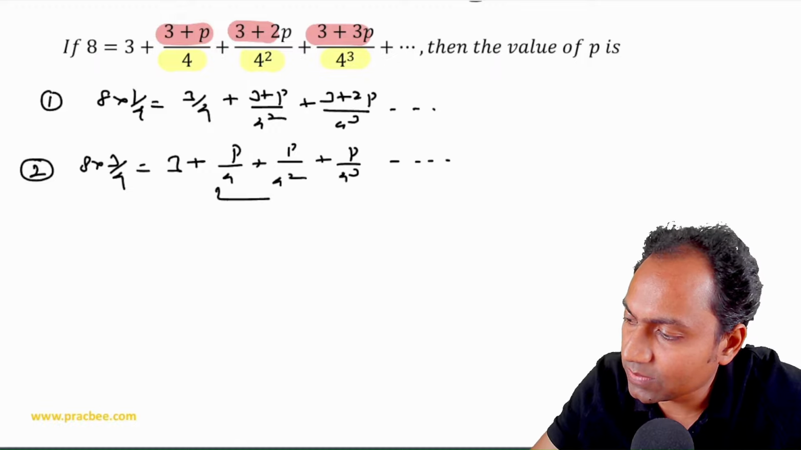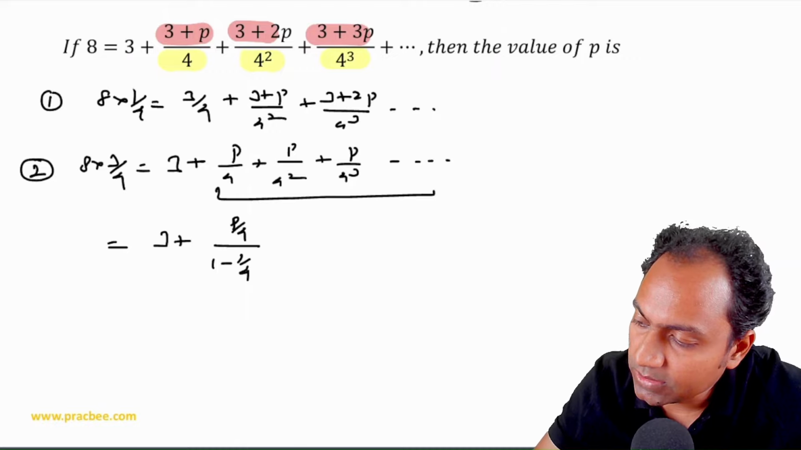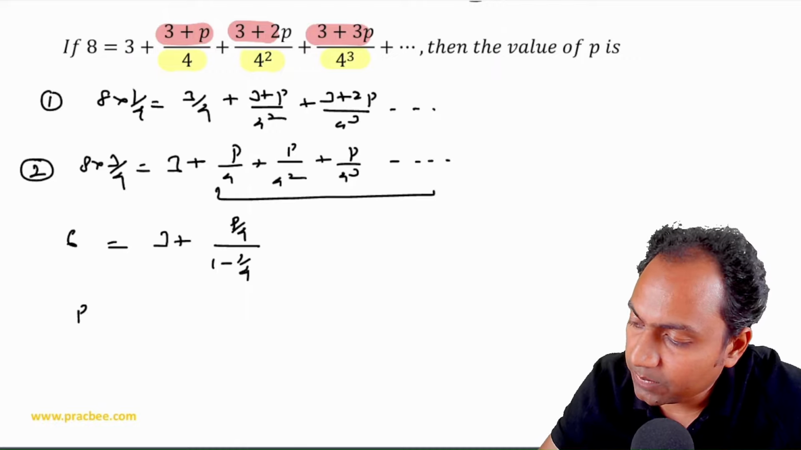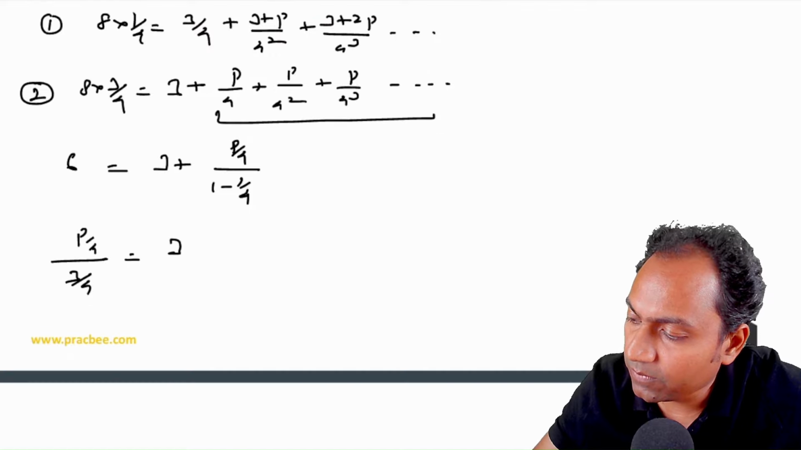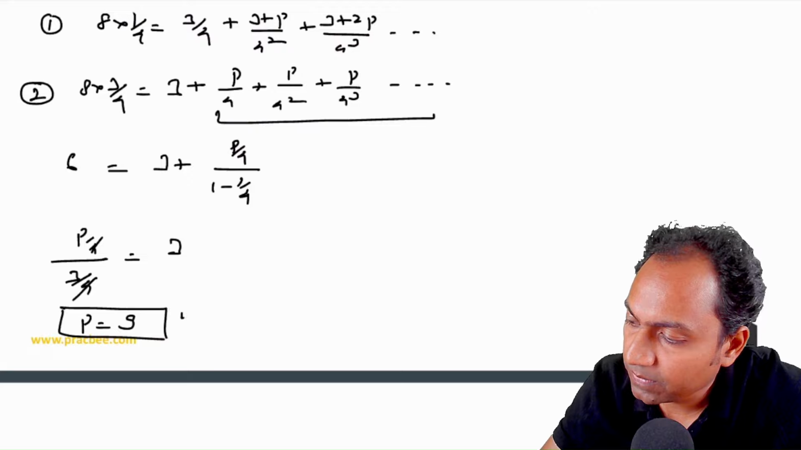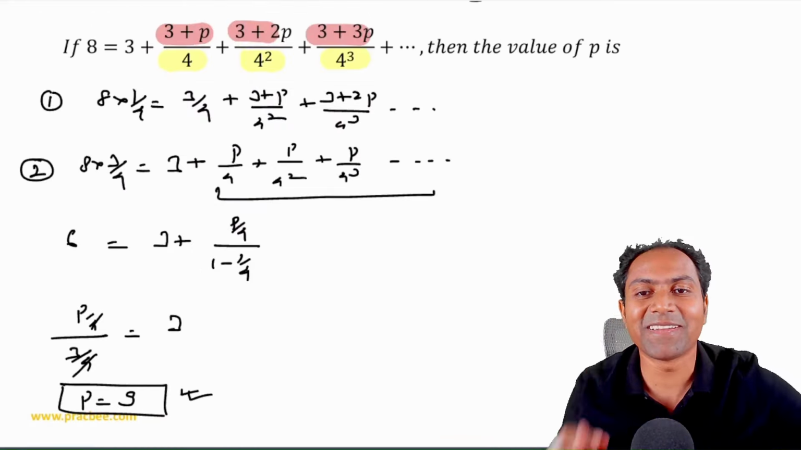Now you can see that this part is nothing but an infinite GP. So the sum of an infinite GP is nothing but a upon 1 minus r. This is equal to, you can see, 6, and p by 4, and this denominator will become 3 by 4, is equal to nothing but 3. 4 and 4 can get cancelled, and the value of p comes out to be 9. So it's an extremely simple question based on the concept of AGP, though AGP technically is now out of syllabus.